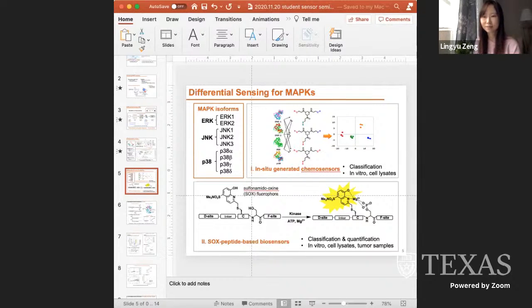If I could ask another question. I did see that you put in vitro, but I wasn't sure if you meant cell culture in vitro or lysate or something like that. So is this something that could work in a cell or in a living organism, or is it more tuned just for in vitro work?